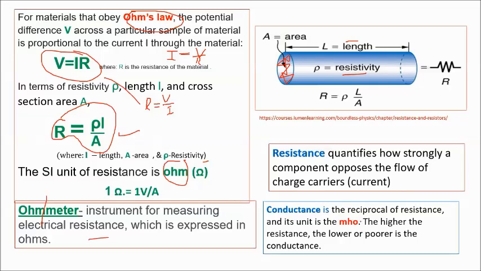Conductance naman, on the other hand, is the reciprocal of resistance. The reciprocal of resistance is conductance. So 1 over R is G, conductance. And the unit of conductance is mho. Kabaliktaran sa ohm. MHO. While ang unit ng resistance, OHM. The higher the resistance, the lower or the poorer is the conductance.